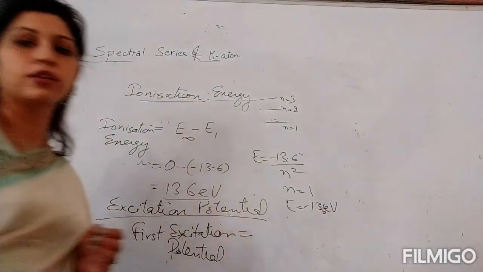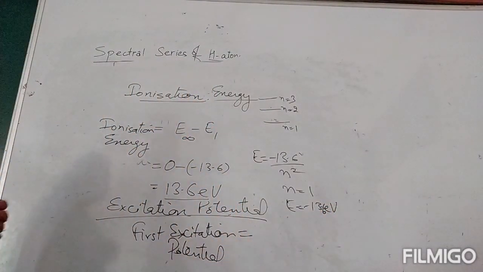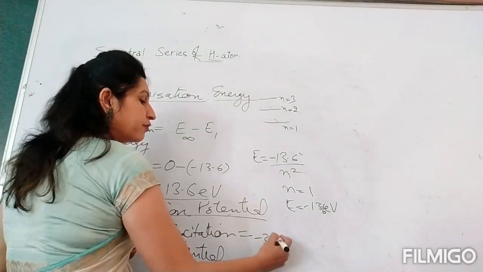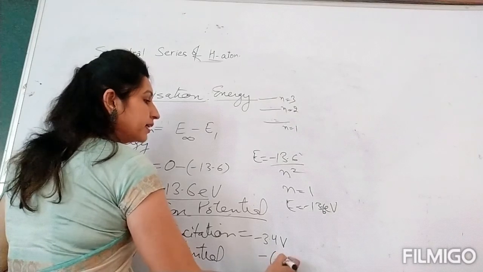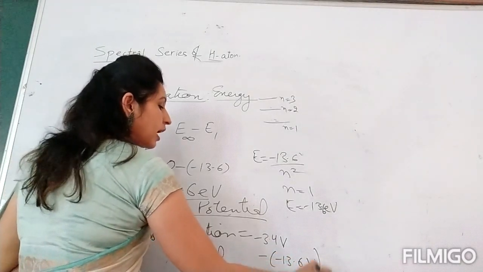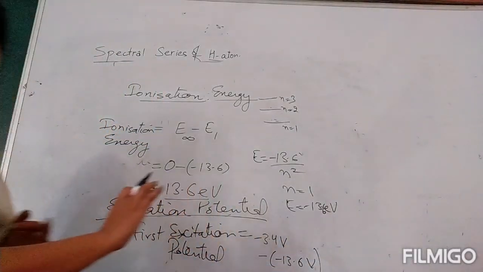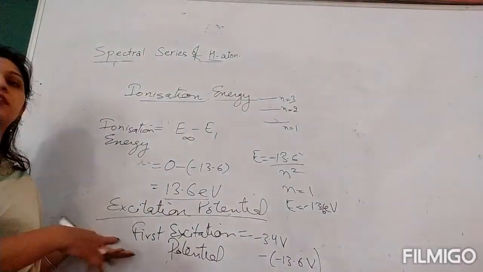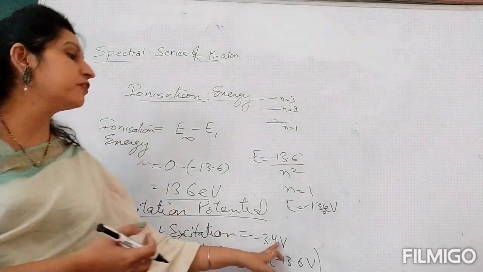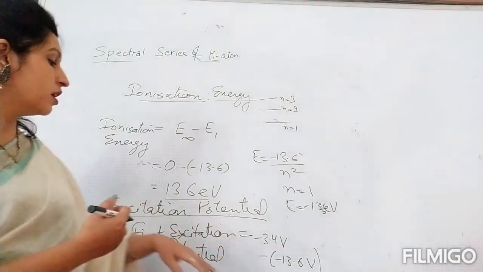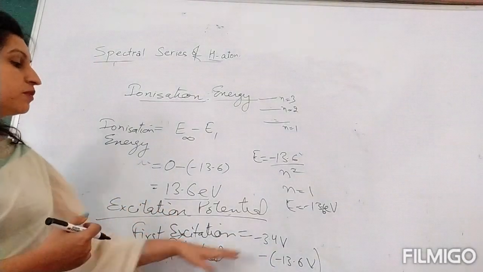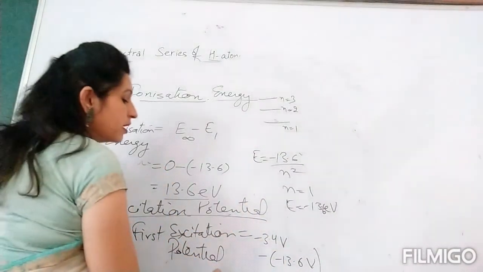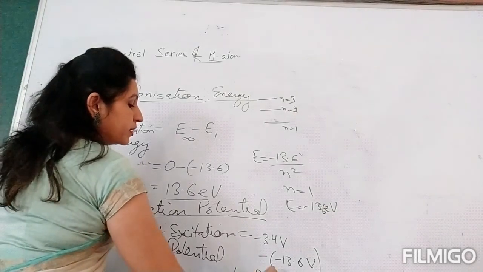Remove the E term from it. So the first excitation potential will be minus 3.4 volt minus minus 13.6 volt. You just removed the E from it, that is for energy. How can you easily calculate potential from energy? In the case of electron volt, remove E from here. So the first excitation potential will be minus 3.4 volt minus of minus this. When you subtract that, the answer is 10.2 volt.